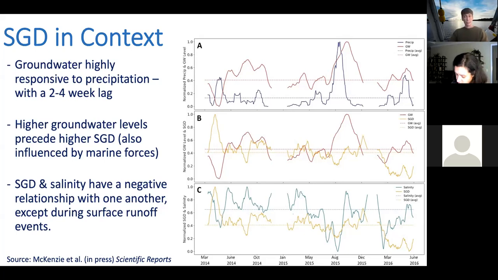Higher groundwater levels typically preceded higher SGD. However, as SGD is not solely influenced by the groundwater level, the signal response from this graph alone is less obvious. SGD also influences coastal salinity, and these two parameters have a negative relationship with one another. And as we all, I think, understand why, with the exception of major precipitation events where surface runoff and rainfall also influence salinity. And while these relationships are intuitive, I think especially to this group, actually quantifying them can be a challenge.